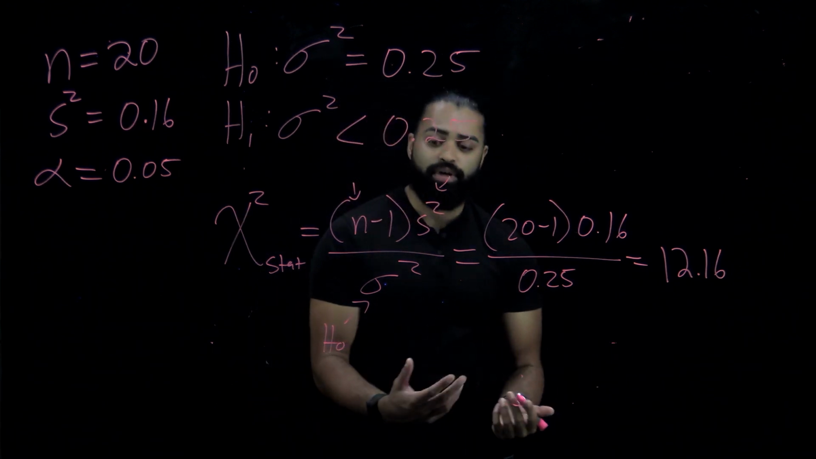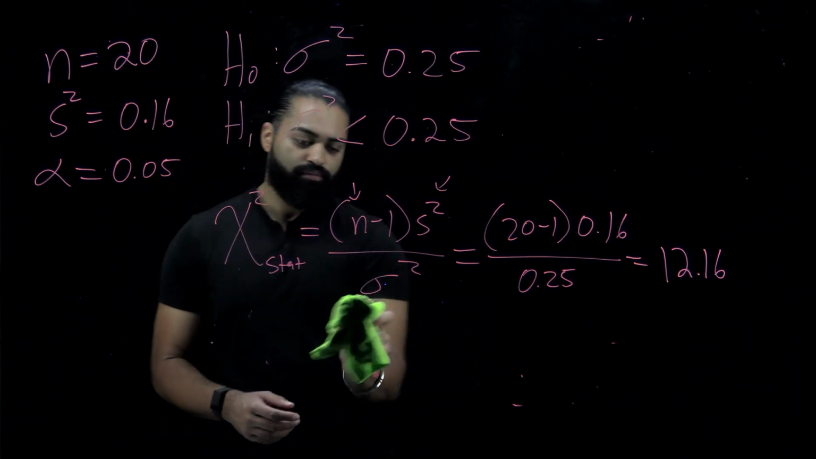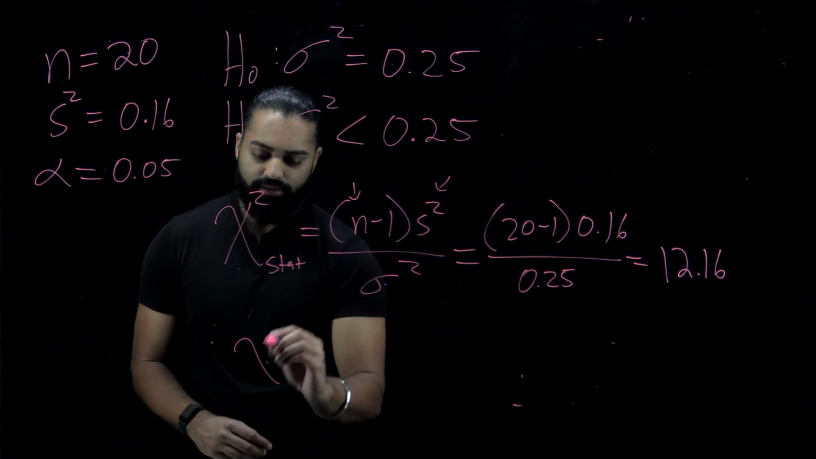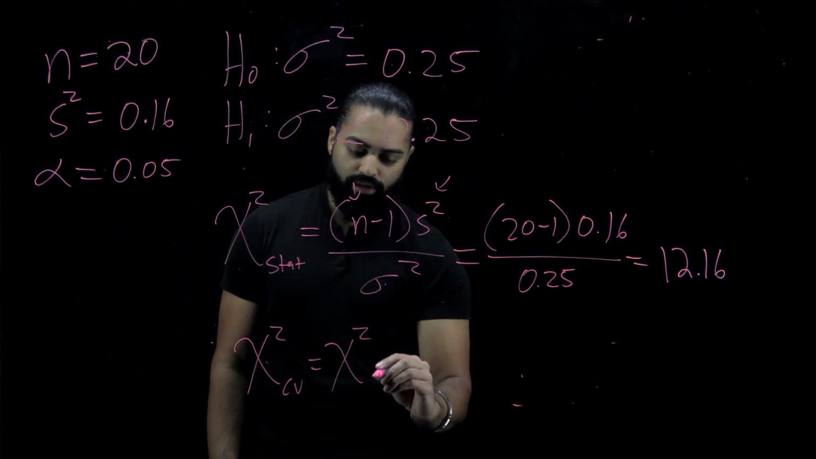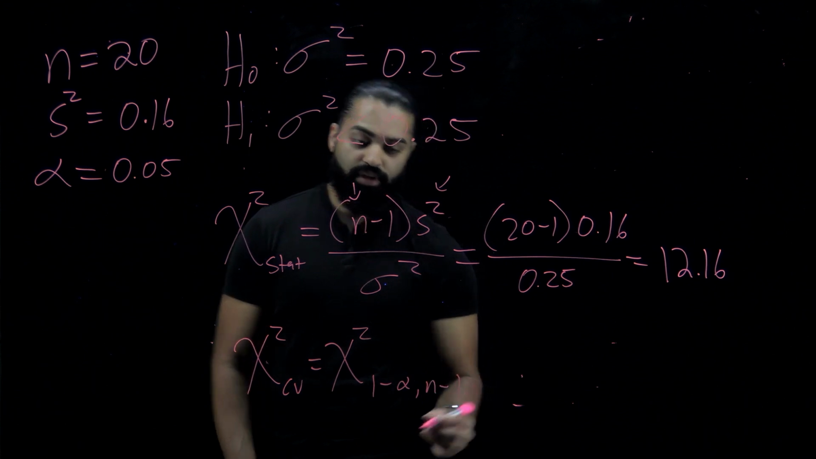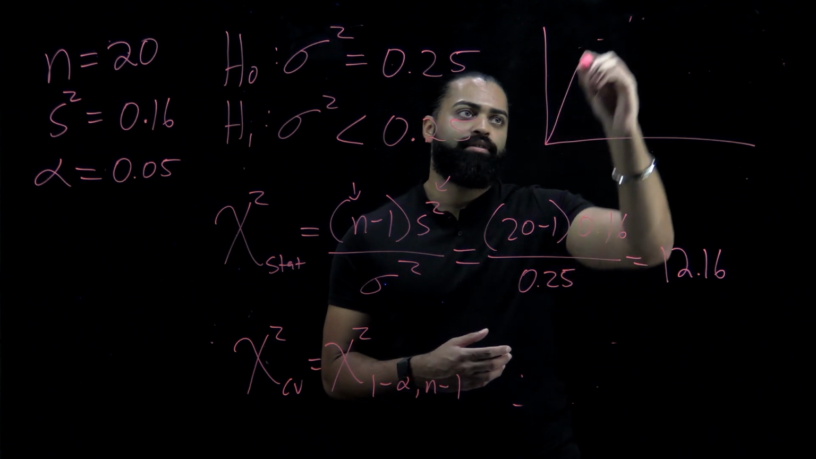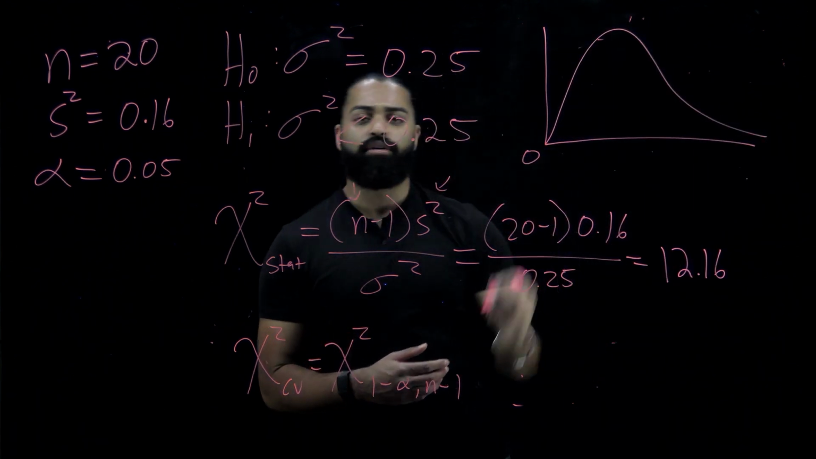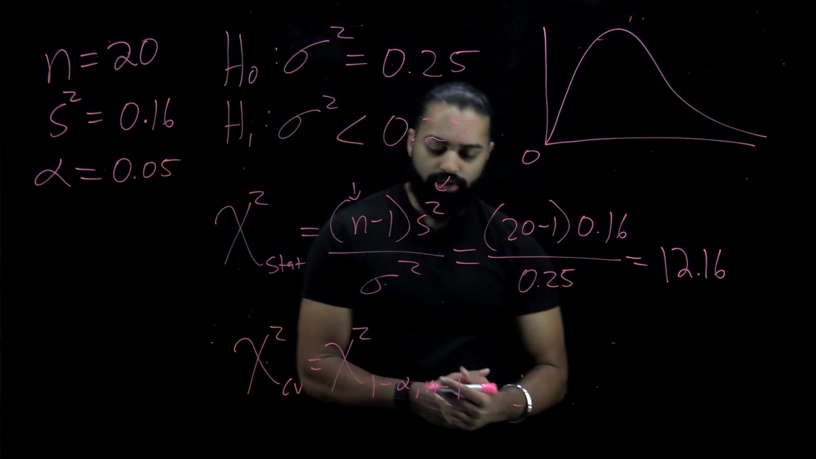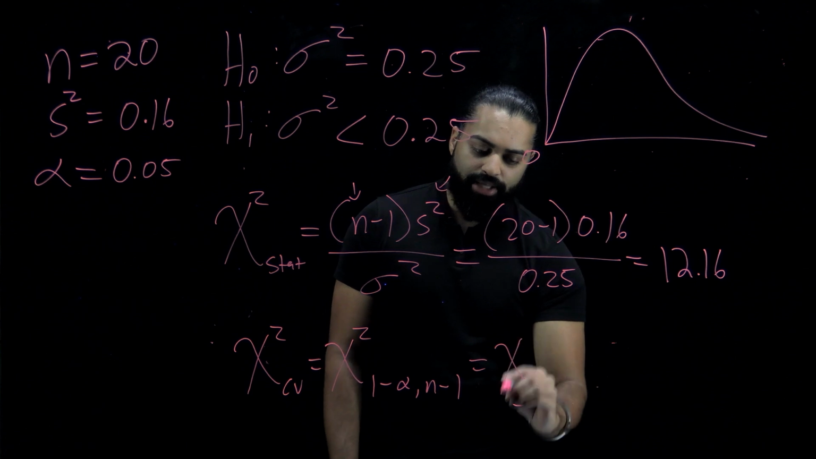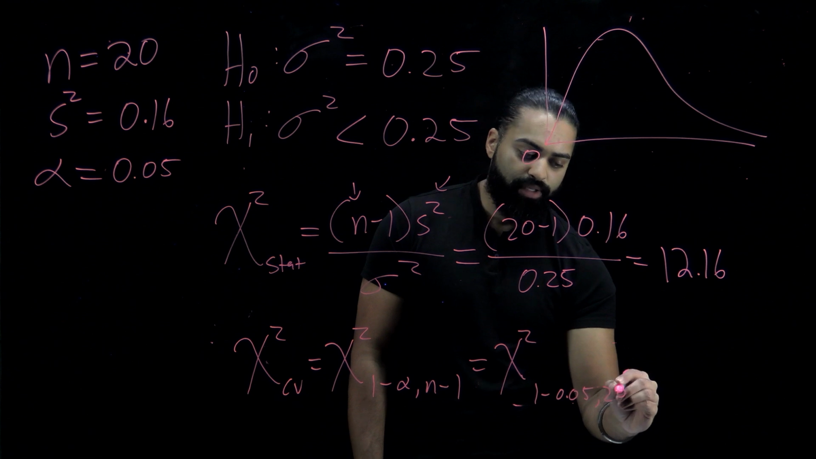I need to compare this to a critical value. So my critical value for a left tail test is as such: 1 minus alpha, comma, n minus 1. Because it's a left tail test, for a chi-square test, you can never have a negative critical value. The reason being, variance can never be negative. So the probabilities won't be negative, and this is what our distinction is. So it's going to be chi-squared 1 minus 0.05, comma, 20 minus 1.